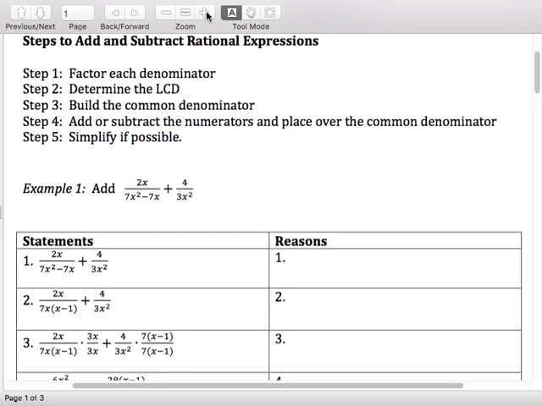We go. This is adding and subtracting rational expressions. Same thing we did before, but I'm just going to tackle it in a different way.